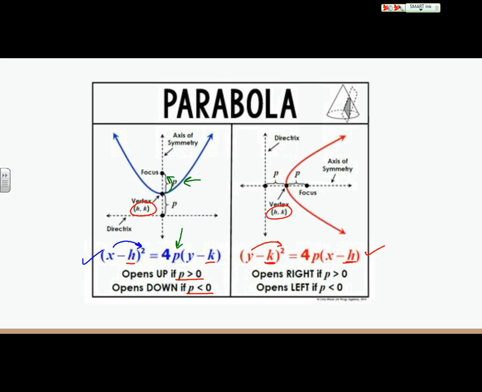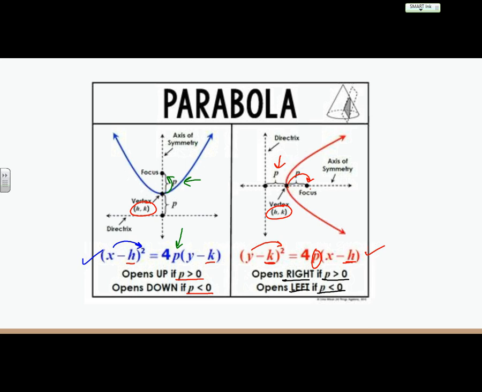P is still going to be the distance that I go from the vertex to the focus. Okay, so whatever that distance is. And of course, like I said earlier, it's going to be equidistant. So this distance right here would also be P. And again, it kind of makes sense to me that if P is going to be positive, it opens in a positive direction to the right. Whereas if P is negative, it opens in a negative direction to the left. And that's just something you'll eventually understand more and more the more problems that we work.